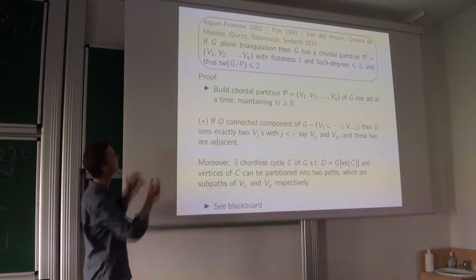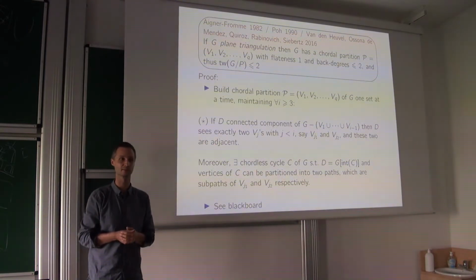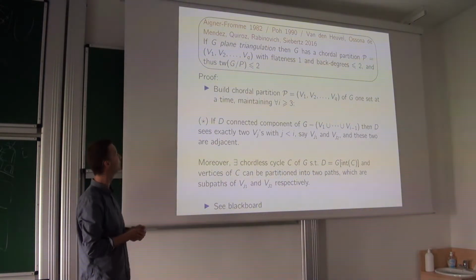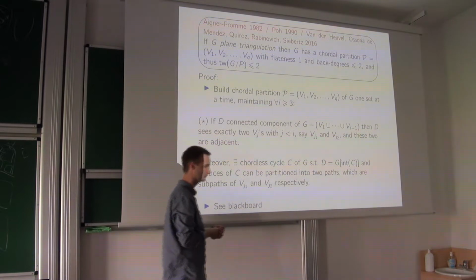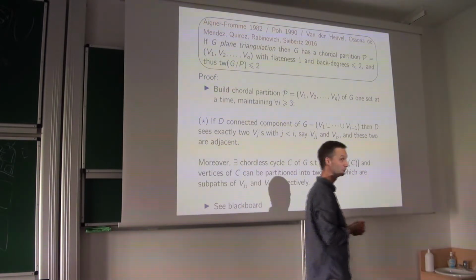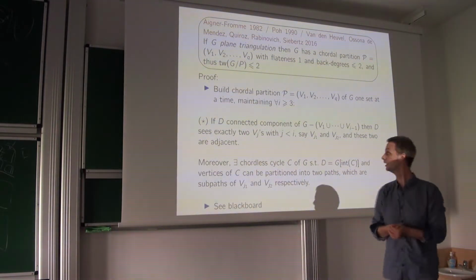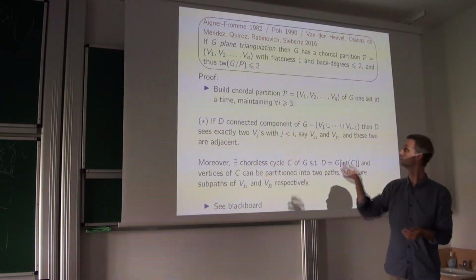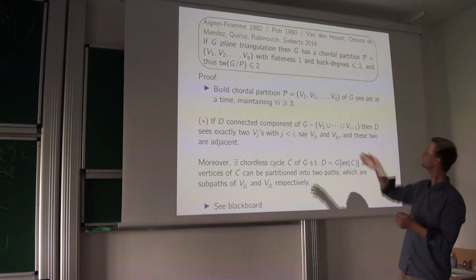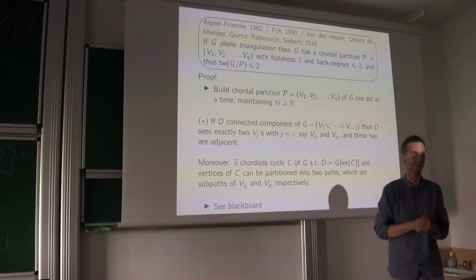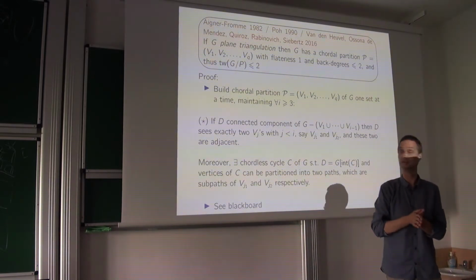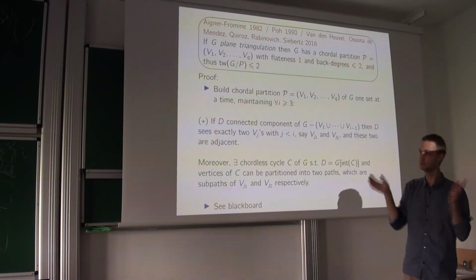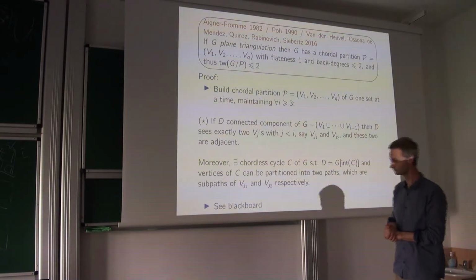Okay, so this theorem has been rediscovered at least three times. It's implicit in an old paper about the Cops and Robber game on planar graphs. It's explicit in a paper of Pol from 1990. We didn't know apparently about this previous paper, and it was rediscovered yet again by these authors in 2016. We made it completely explicit somehow.